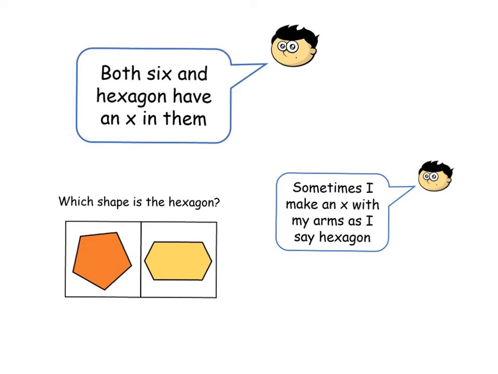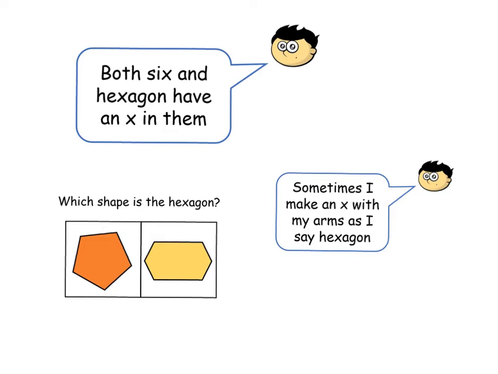You have a go at that. Make an X with your arms and say the word hexagon. Pause the video while you do that. Okay, let's have a little look at these shapes over here. Which one of these shapes is a hexagon? Pause the video while you work it out.